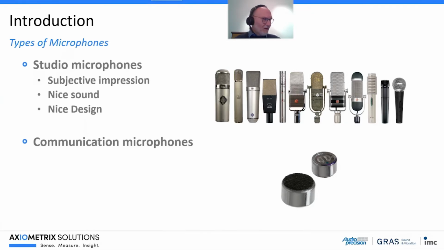Other microphones are communications microphones. Communications microphones are all these small microphones we are using everywhere today, in mobile phones, smartphones, tablets, computers, and things like that. These microphones normally have a very low price, but they have to be very reliable. Nobody would like to have a smartphone where you have a problem with the microphone inside, because then the smartphone isn't working.